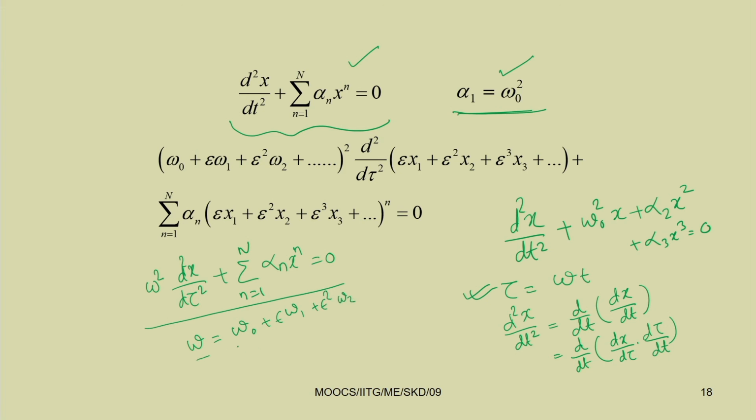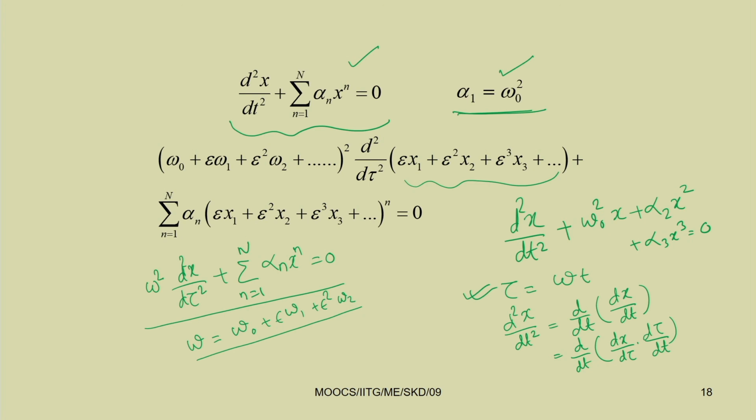So, higher order terms also can be written. In this way we can write this expression for omega. So, this becomes omega square plus omega square into d square by dt square into, for x we are substituting this term, that is epsilon x 1 plus epsilon square x 2 plus epsilon cube x 3. So, we kept up to the third term.